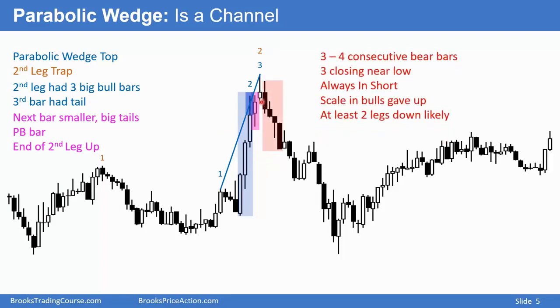You can take the short below that bull bar or below that bear bar, or wait until you see 3 or 4 consecutive bear bars and then either sell the close of this bar or sell the close of that bar. At that point, the probability of making a profit is greater. If you take this later short, your stop is still up here, and you're expecting at least a small second leg down. This represents the market flipping to always in short. The bulls are giving up. They understand that this is a bull trap and that the market is probably going to trade down.